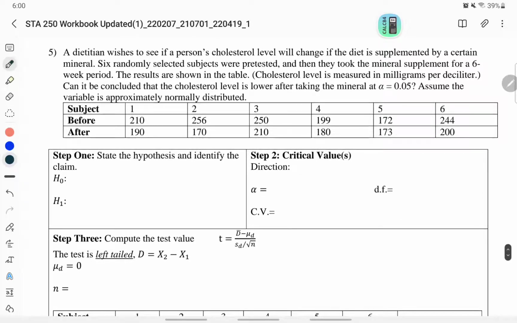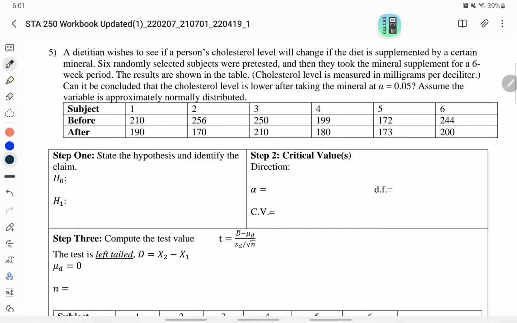It says a dietitian wishes to see if a person's cholesterol level will change if the diet is supplemented by a certain mineral. 6 randomly selected subjects were pre-tested, and then they took the mineral supplement for a 6-week period. The results are shown in the table. Can it be concluded that cholesterol levels are lower after taking the mineral at alpha equals 0.05? Assume the variable is approximately normally distributed.